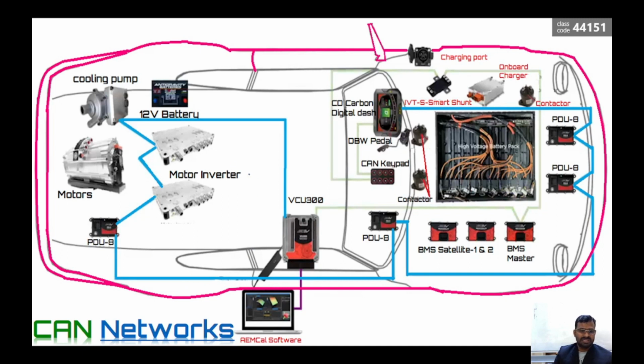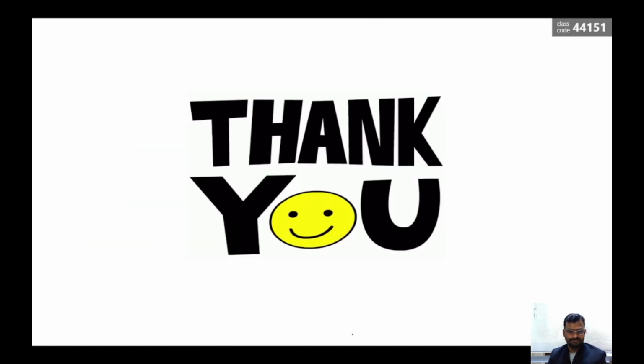So one network is connected to PDU-8, motor inverter, and then we have this cooling pump, all these things in one network, and in another network we have this IVT shunt and PDU-8, which is going to have control over this contactor and these two lamps. And the third network is going to connect to this external device, where you can connect to the software and you can see the performance of each and every component of this EV. So this is about the CAN network, which is used as a communication device.